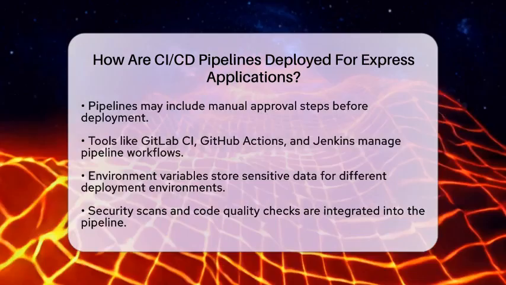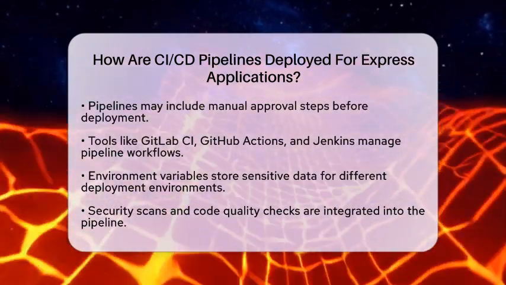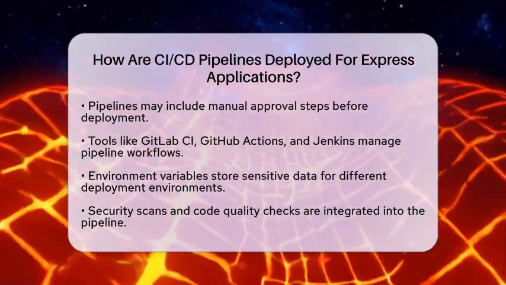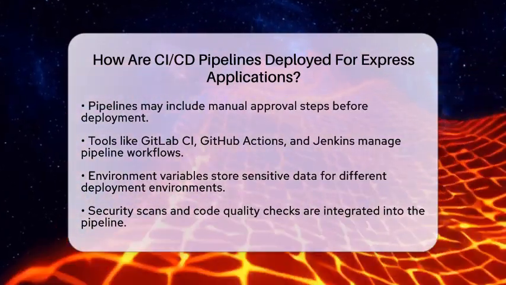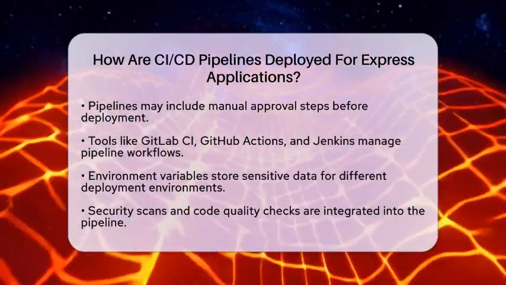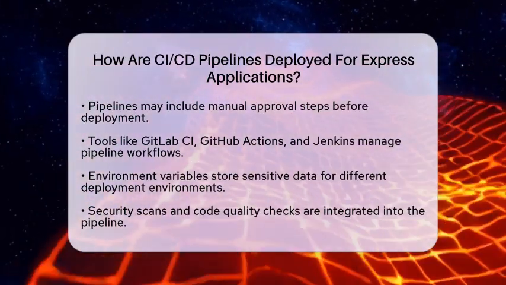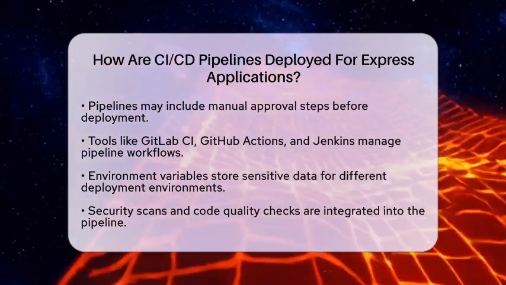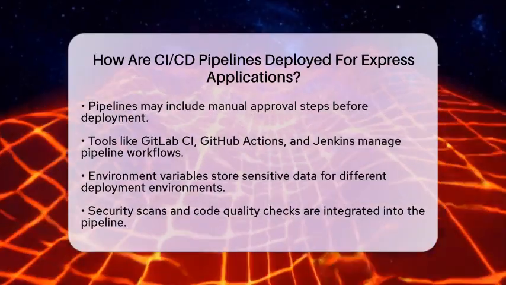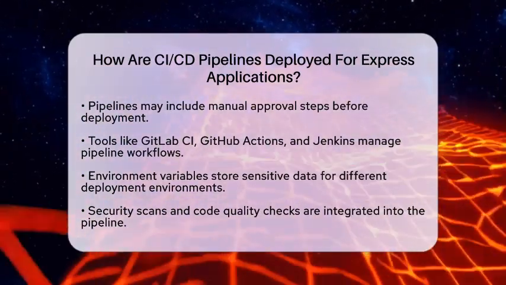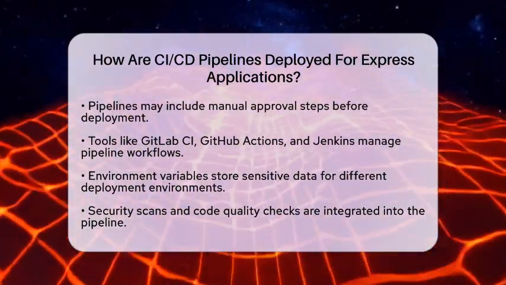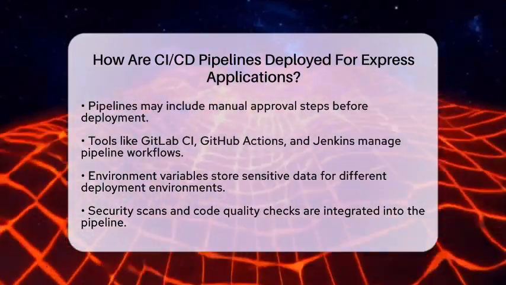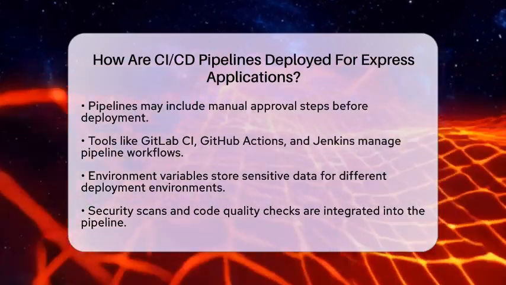Popular tools for managing these pipelines include GitLab Continuous Integration and Deployment, or GitHub Actions. These tools let you write configuration files in YAML to define each stage of the process. Jenkins is another common automation server that can handle building, testing, and deploying Node.js and Express apps. It often works with Docker to streamline container creation. Platforms like Heroku also offer pipelines that automate build and release phases, making deployment straightforward with minimal configuration.